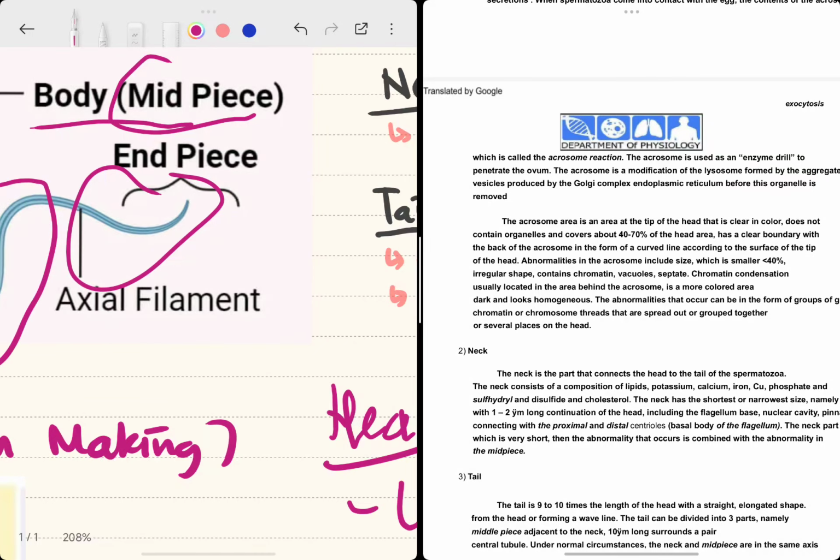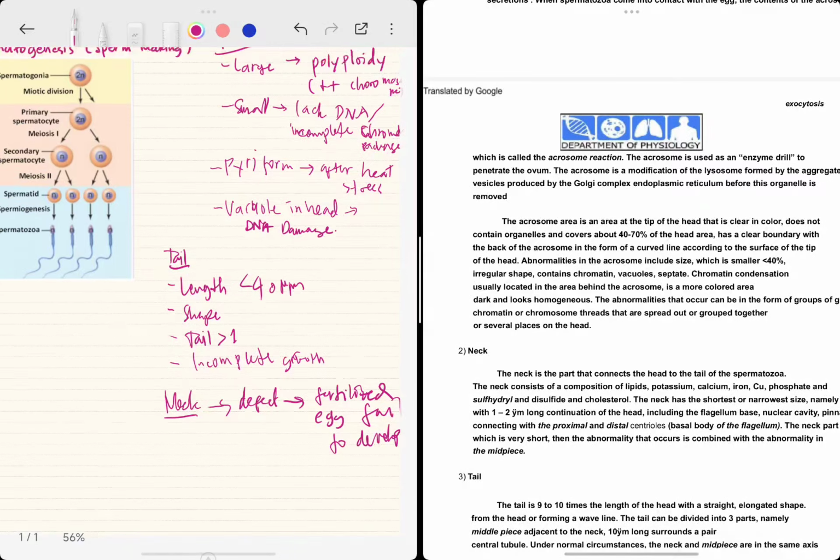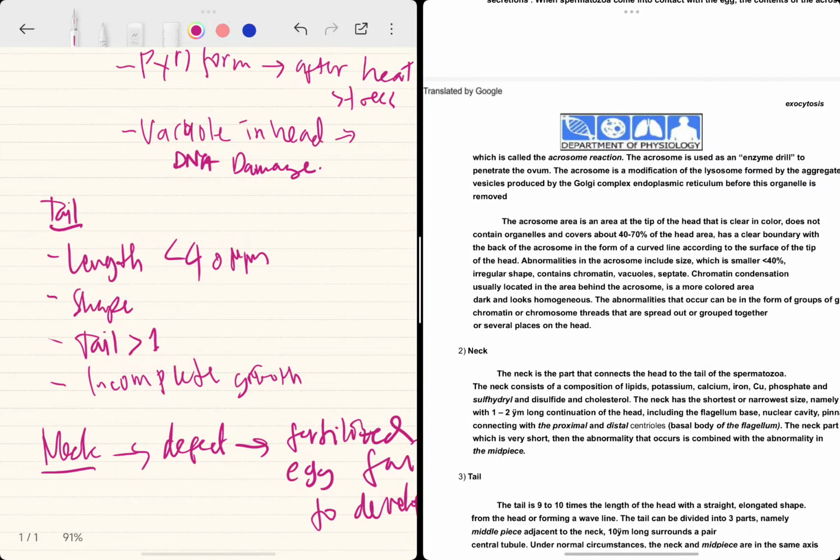And yeah, the structure is like a regular cilium or cilia. Okay, and then for the tail abnormalities, it could be from the length, if it's less than 40 micrometers, or the shape is not straight, or too wavy, or bent, or broken into two or more parts. And also if they have multiple tails, more than one, usually they also go with the head abnormalities.